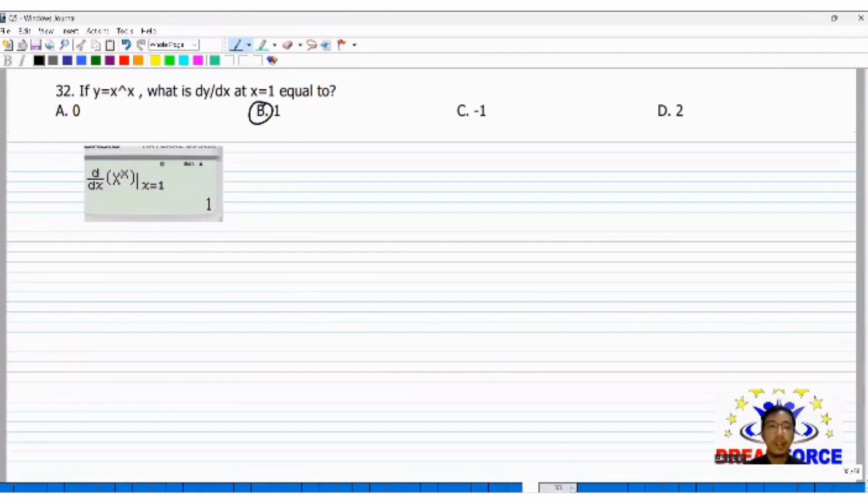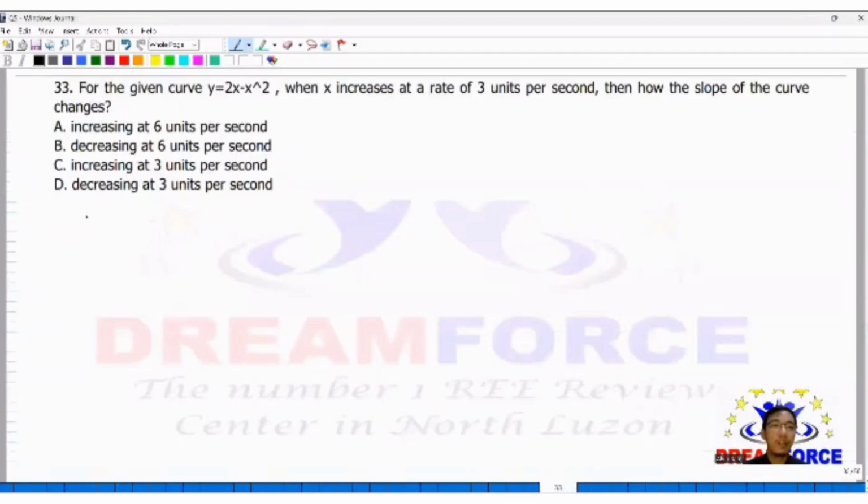Next, 33. For the given curve, y is equal to 2x minus x squared. When x increases at a rate of 3 units per second, nagbigay po siya ng dx. Theta increases, so positive 3. Then, how is the slope of the curve changes? Gaano daw kabilis nagbabago yung slope?